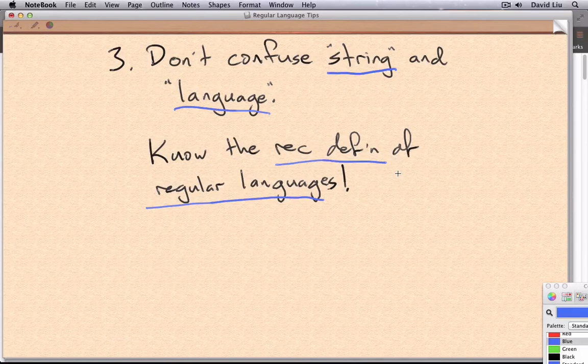Make sure you know what this definition is, because if I ask you to prove something about regular languages using structural induction, what I'm looking for is this recursive definition. If you're not clear about how the phrase structural induction goes together with the phrase recursive definition, then you need to review structural induction.